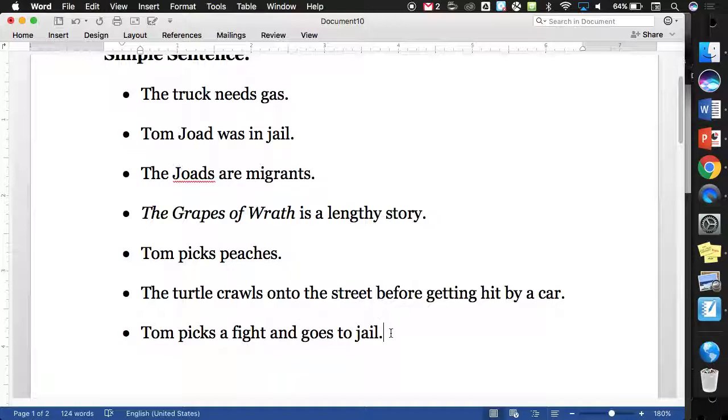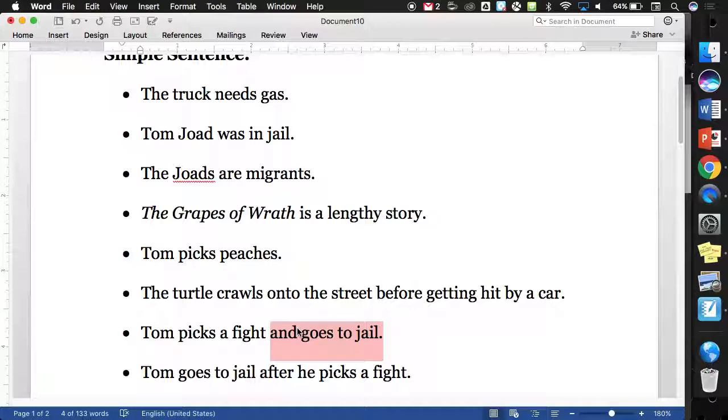Because in that case, I have Tom goes to jail, I have a subject, I have a predicate, after he picks a fight, I have another subject with he and that predicate with picks a fight. This would still be a simple sentence. And goes to jail is not a clause. A clause is going to have a subject and a verb. It would just be a phrase.